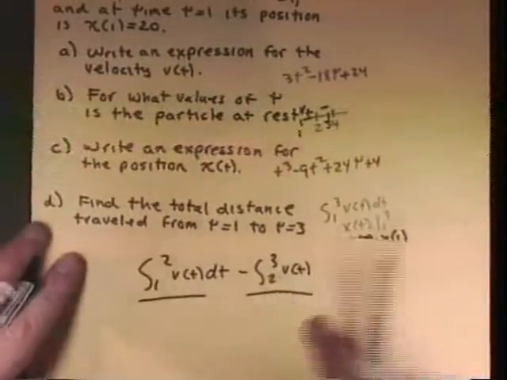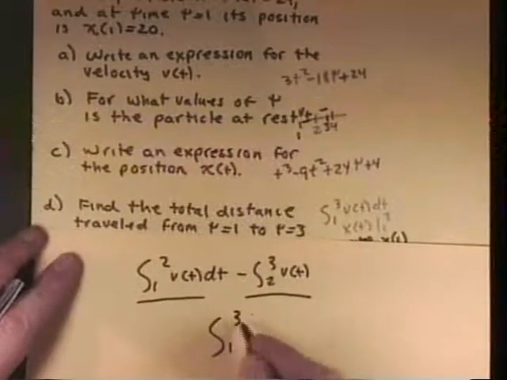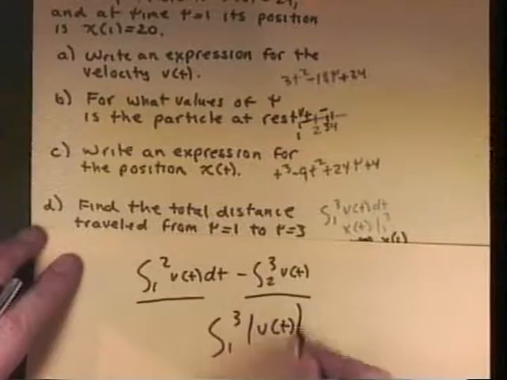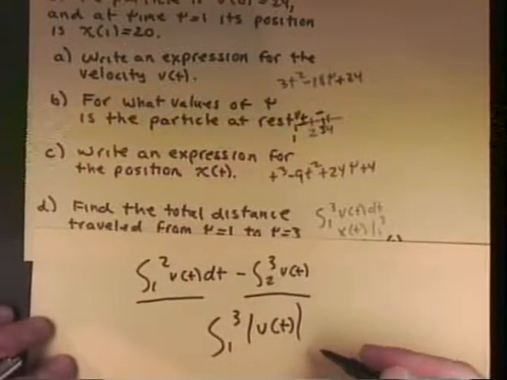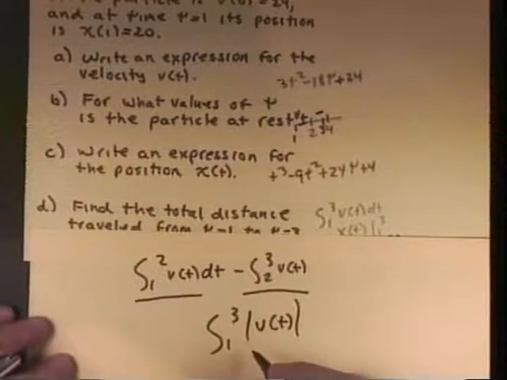One thing you could do is take the absolute value of the velocity in y sub 1, because where it's negative, it'll just pop up. Where it's positive, it'll just be the area under there.